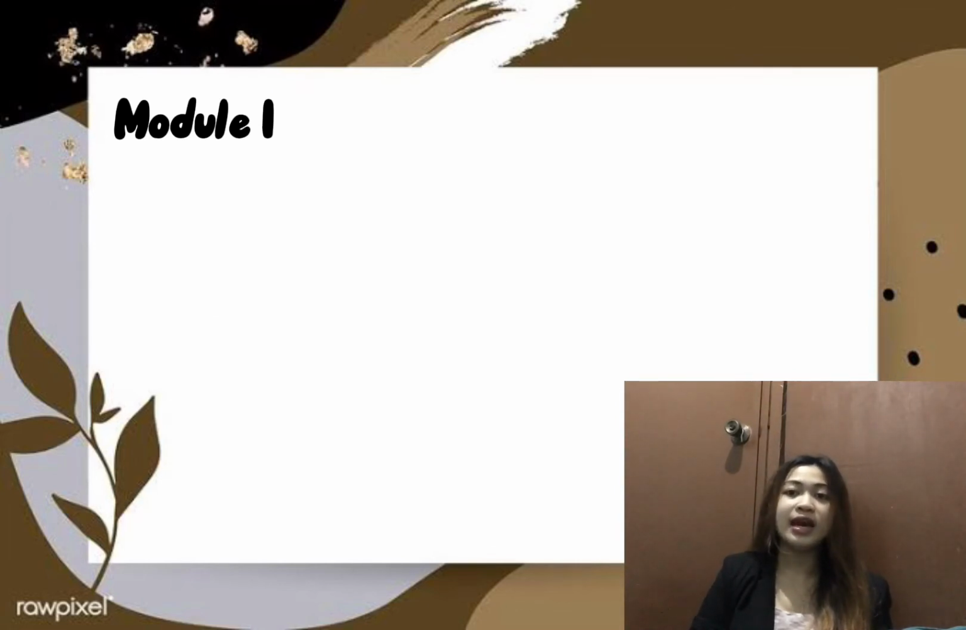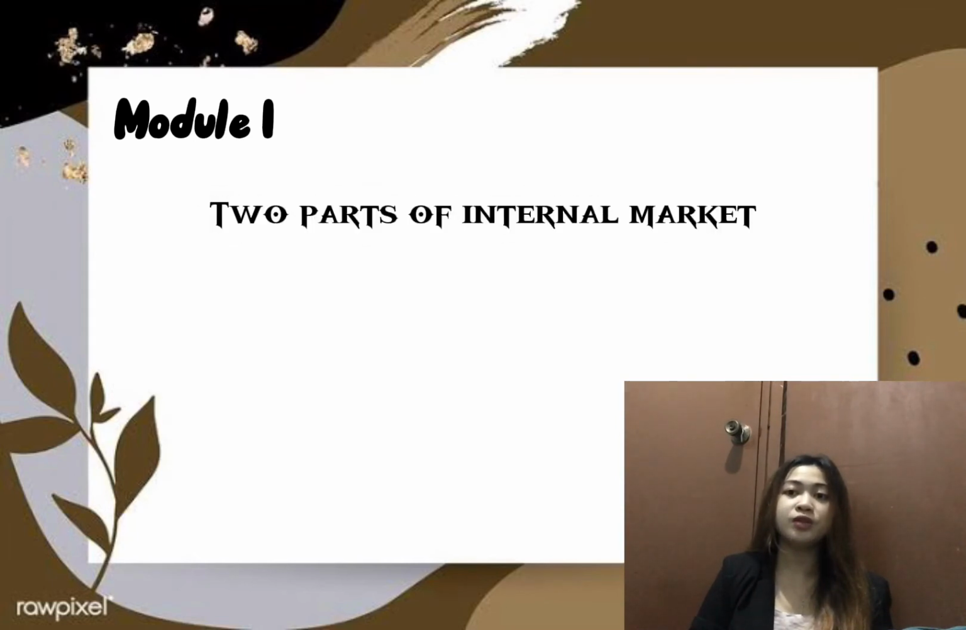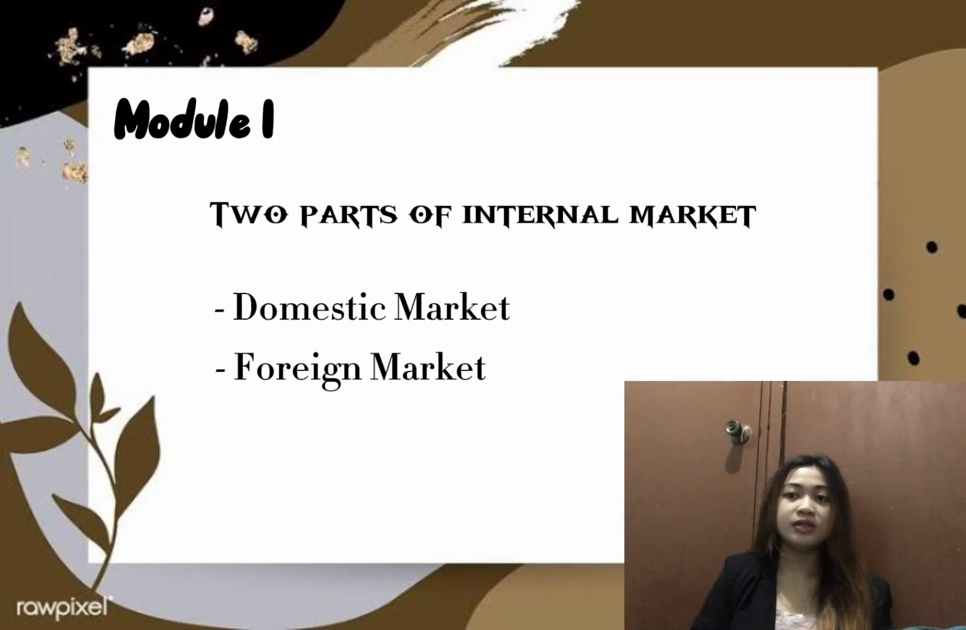And lastly, I learned the two parts of internal market, which includes the domestic and foreign market. In the domestic market, issuers in the country issue securities and those securities are subsequently traded. While in the foreign market, the securities are traded and sold outside the country of the issuers.